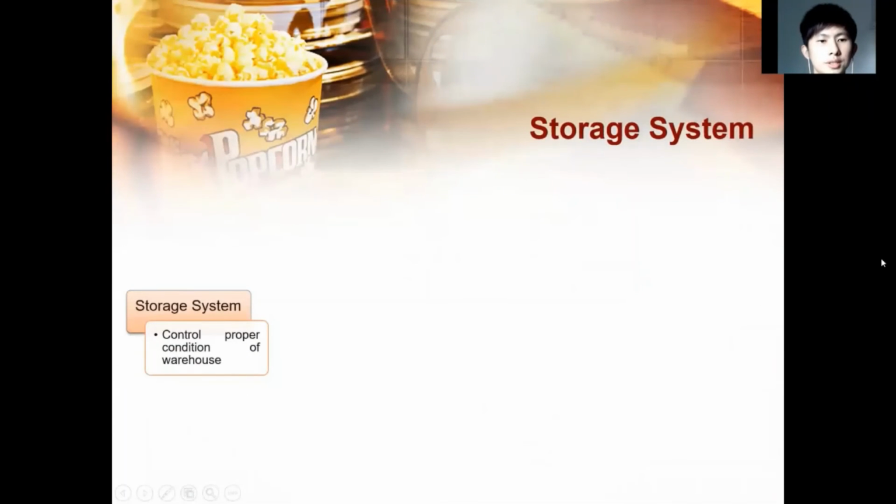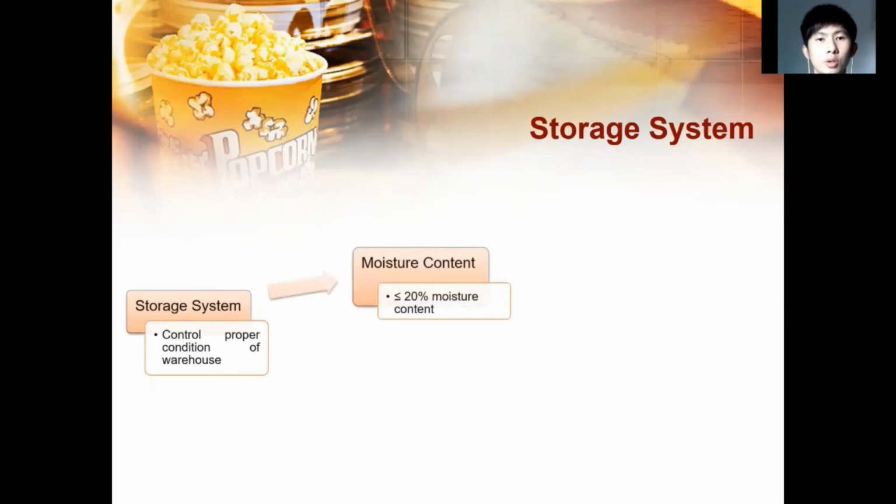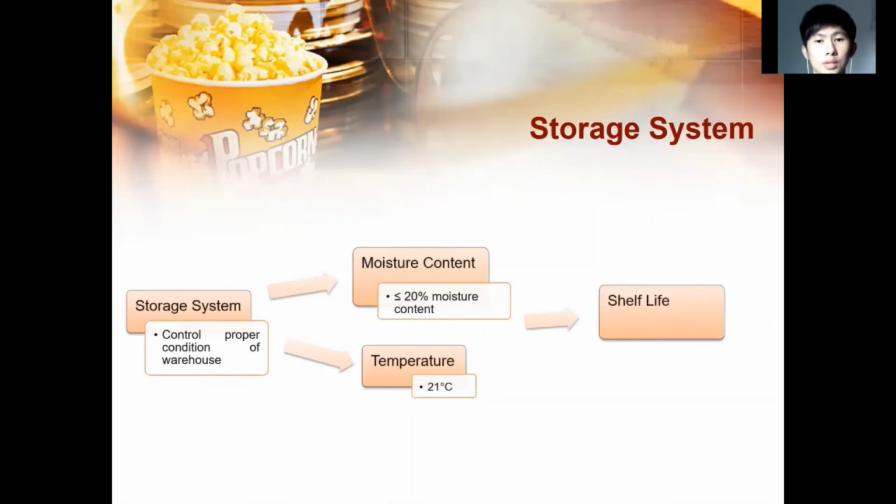The storage system is used to control proper conditions of the warehouse. So, what are the proper conditions that need to be controlled in the warehouse? The first condition is the moisture content, to be controlled within 20%, while the second condition is the temperature, to be controlled at 21 degrees Celsius to maintain the shelf life of the product.